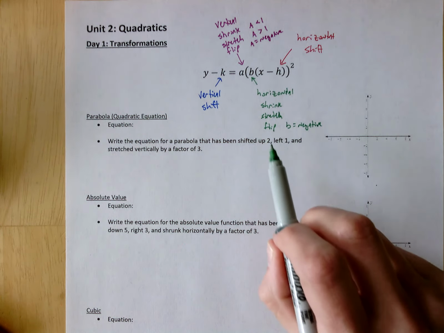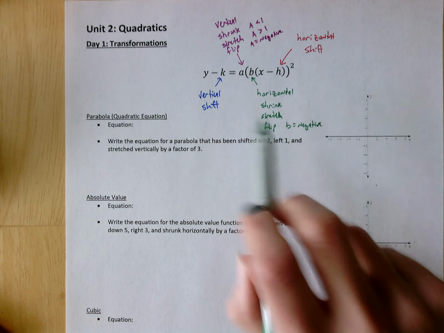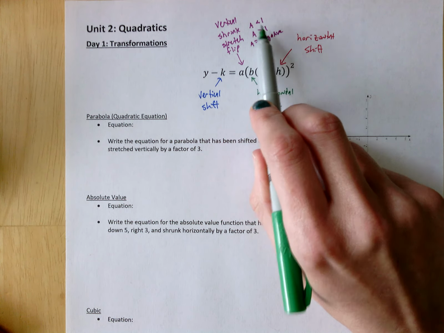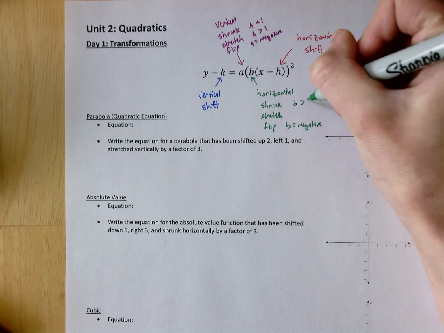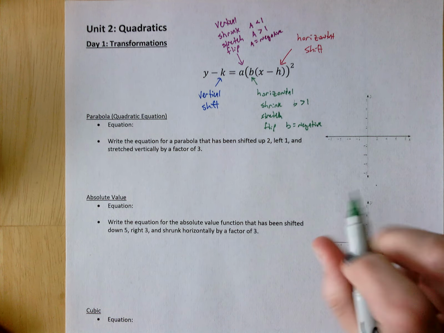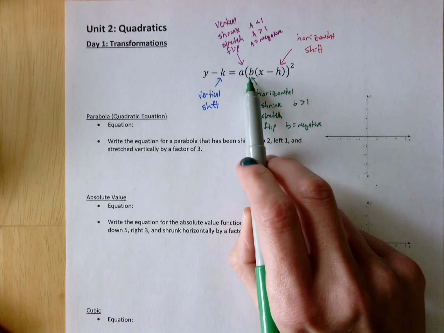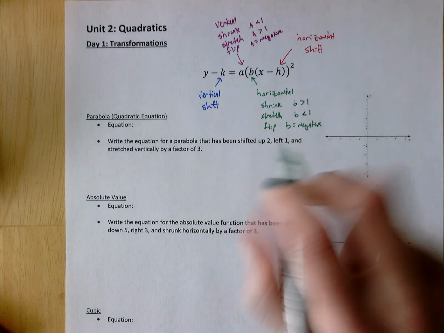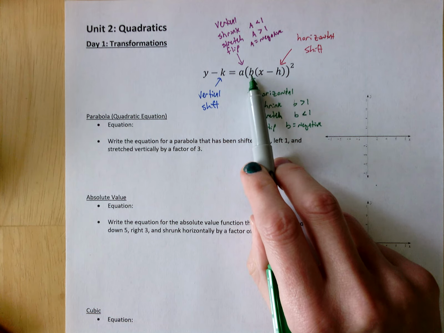But here's the weird thing about horizontal shrinks, stretches, and flips. If your A value is less than 1, that's a vertical shrink. But if your B value is greater than 1, that's going to be your horizontal shrink. So it's a little bit backwards. So if I had a 1/4 here, that's not going to tell me it's a shrink. A B value less than 1 is going to be a stretch. So if I put 1/4 in for B, that would be a horizontal stretch.